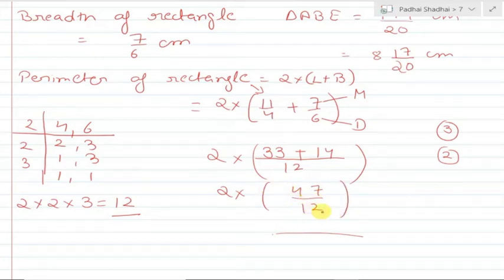We can also cut 2 and 12. 2 1s are 2 and 2 6s are 12. So the final answer will be 47 by 6.